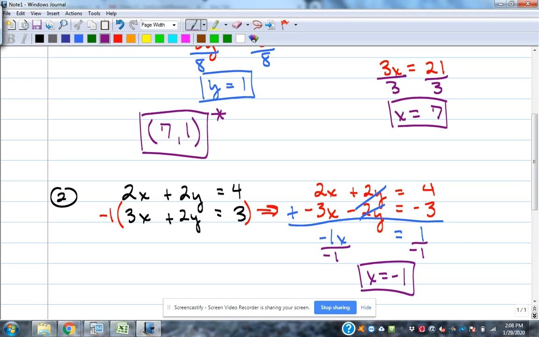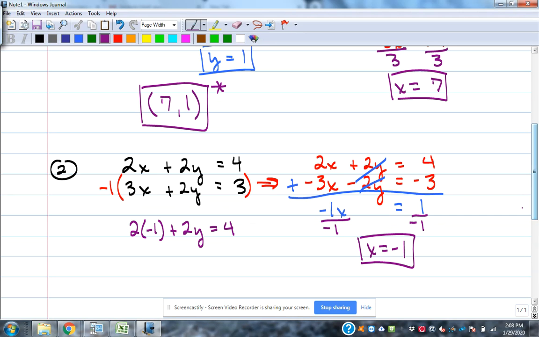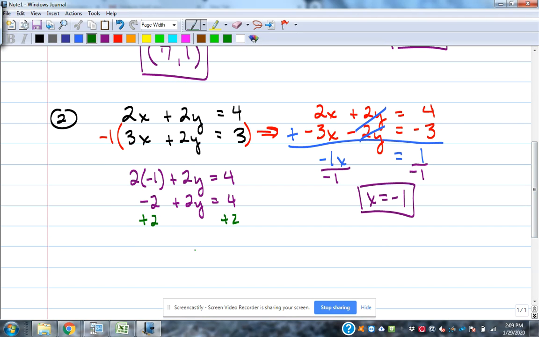All right, and then I've got to find y by plugging that into one of my equations. Pick your poison. It doesn't matter which one you use there. It's going to get the same answer. I'm going to go to the first one there. 2 times -1 plus 2y equals 4. That's -2 plus 2y is 4. I'd add 2. 2y is equal to 6. Divide by 2. Y equals 3. So an ordered pair, -1, 3.